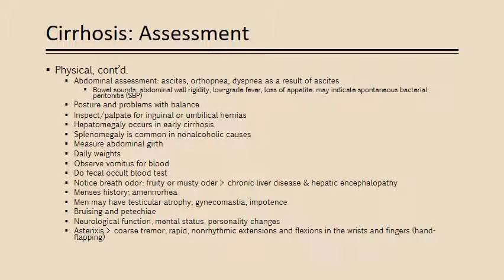Physical will also include an abdominal assessment, checking for ascites. I put orthopnea and dyspnea there. Why would they get orthopneic and dyspneic? Because with the ascites, the lungs have less volume to expand, so they're going to have shortness of breath.